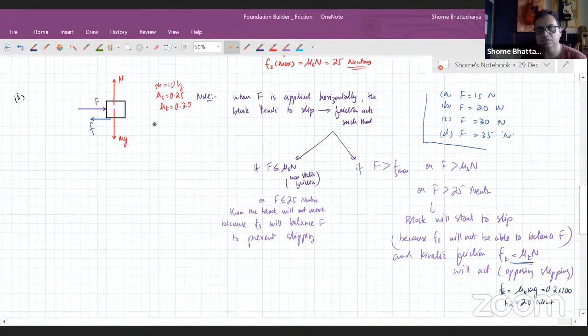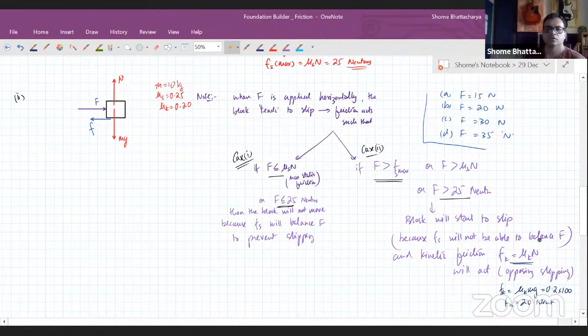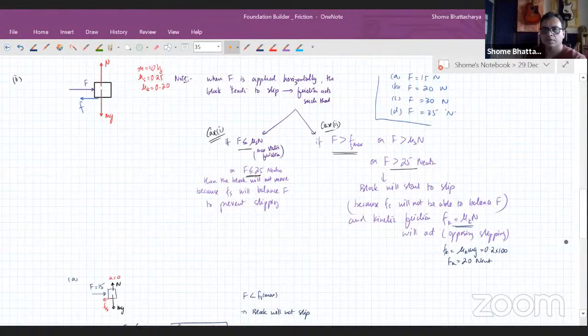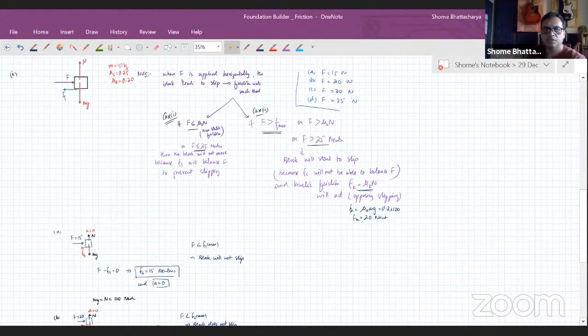So come back to the general situation of the second part. When we apply some force, it is either one of these two things that can happen. Either case one can happen, but for this, the condition is that F should be less than or equal to 25 newtons. Or case two can happen, but for this, the condition is that F should be greater than 25 newtons. Okay. So now based on this, you can see which of these is happening in each of the parts. I've not done the D part yet, but you can see A, B, C. We can easily understand which of these two cases is occurring, case one or case two.